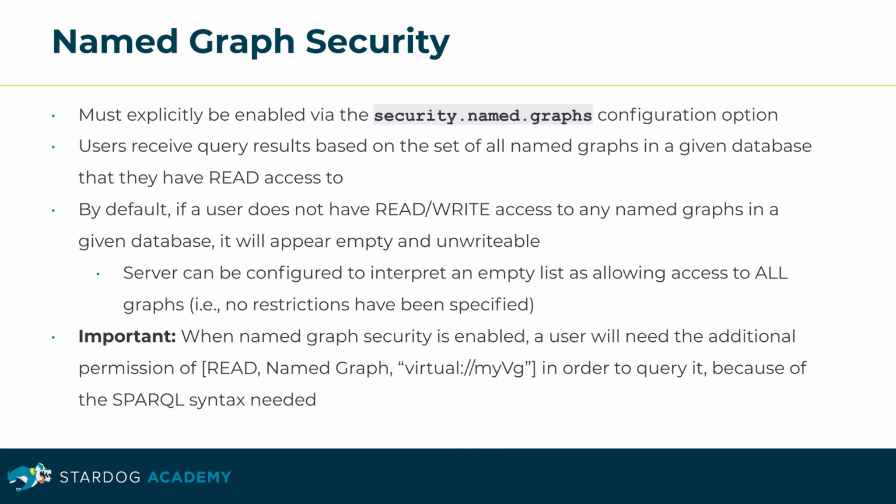There is a server configuration option to interpret an empty set of graphs to mean access to all graphs, but it defaults to off. It is important to note that when named graph security is enabled, in order to query a virtual graph, a subject will need read permission on the special named graph consisting of virtual and the virtual graph name, on top of read access to the virtual graph itself.